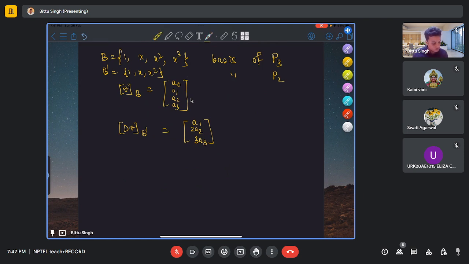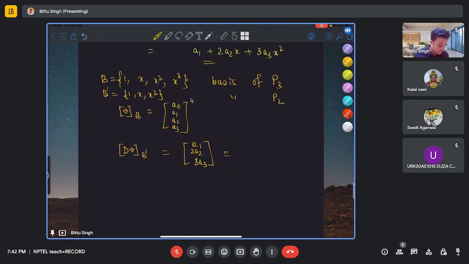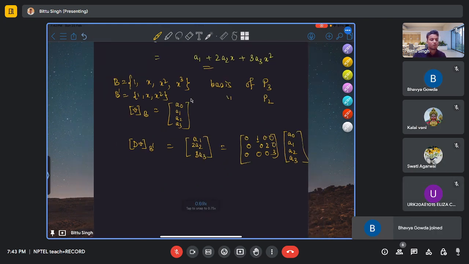So this D of v in B dash, you can write as a matrix times a0, a1, a2, a3. The first row is 0, 1, 0, 0 because the coefficient of a1 remains, so the coefficient of a1 is 1. Now the second row is 0, 0, 2, 0. And the third row will be 0, 0, 0, 3. Right? So you are able to write it as some matrix with v. Therefore, D is a linear transformation.